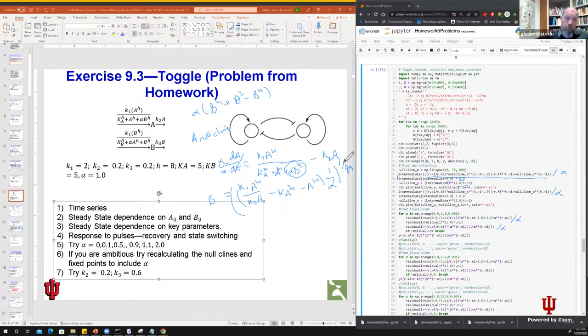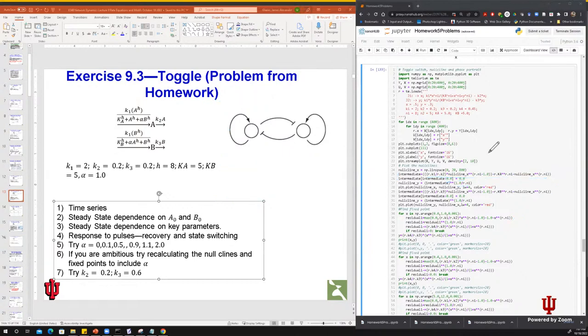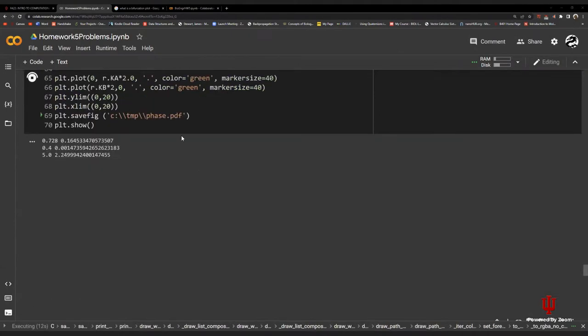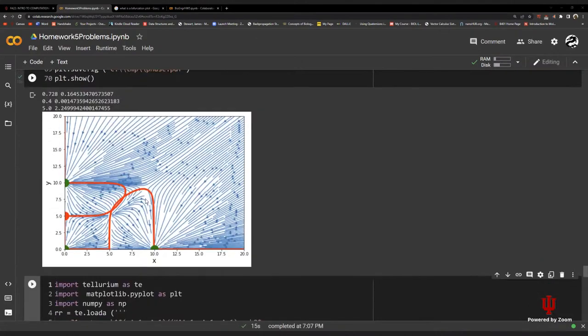Did anybody get it? I've talked a lot, so we're now out of time. Maybe I should do it. When I did an alpha of a small value, and I did the recalculation of the null climb, I got that the two little loops intersect with each other. So great. That's what I wanted to see. Do you want to show us that? Sure. Taking a second to calculate there.